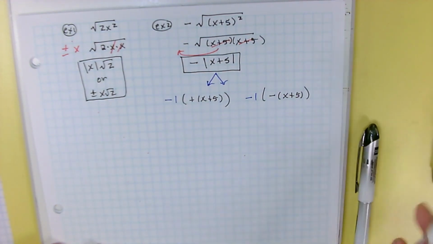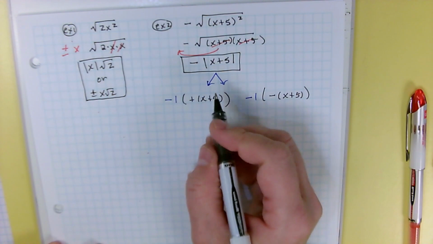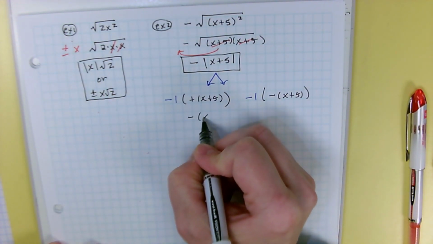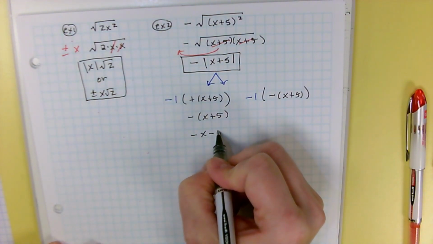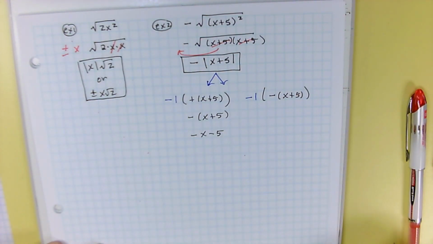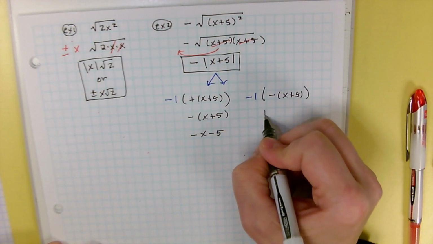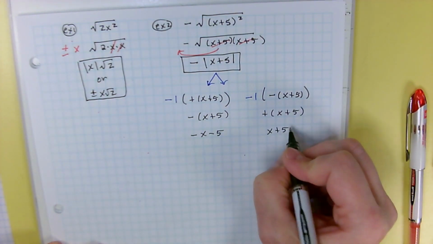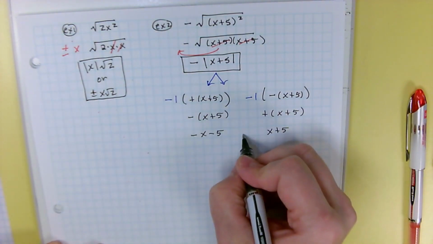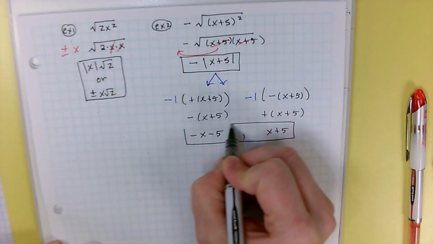So on this one, negative times a positive is a negative. So it's negative times x plus 5, and distribute the negative: negative x minus 5. On this one, a negative times a negative is a positive, and when you distribute the positive, x plus 5 doesn't change. And those would be your two answers.